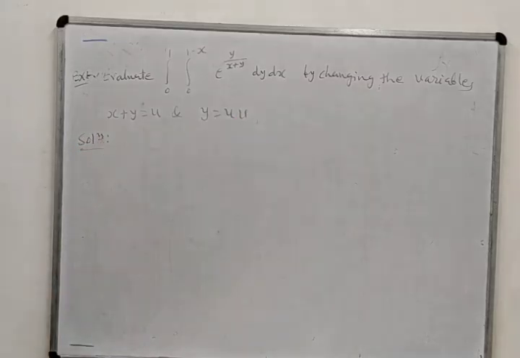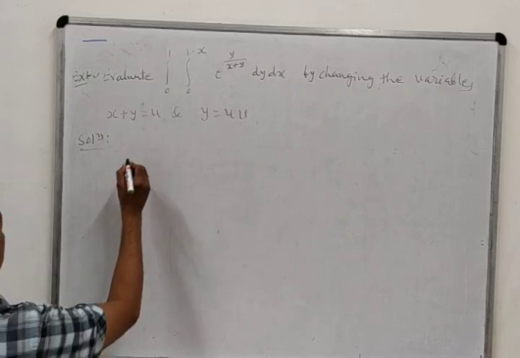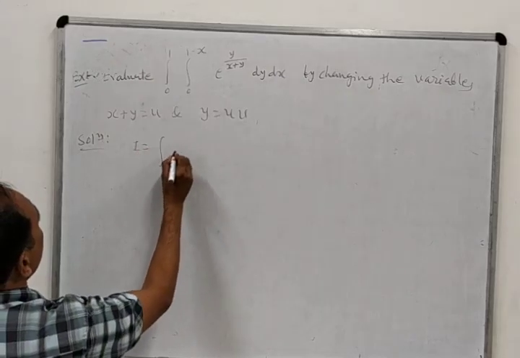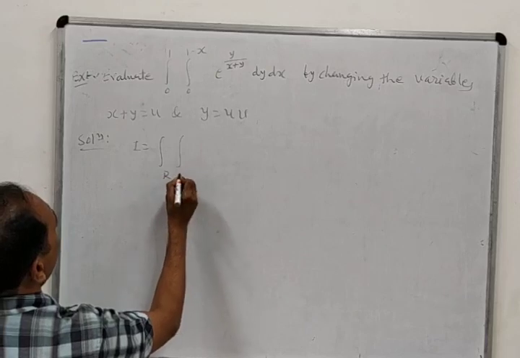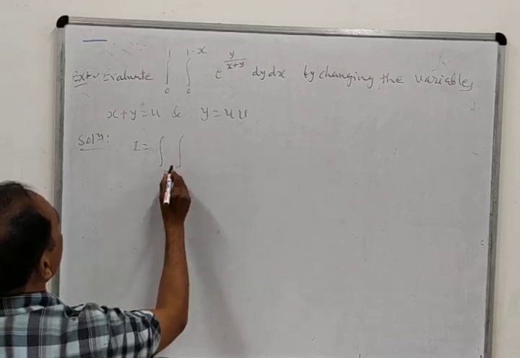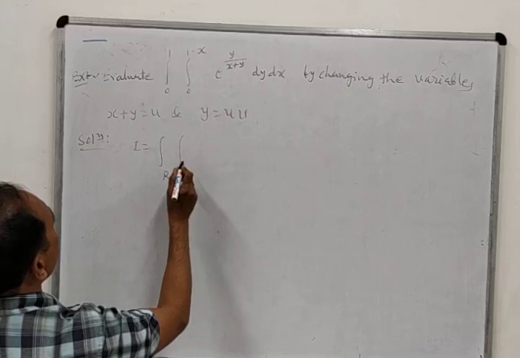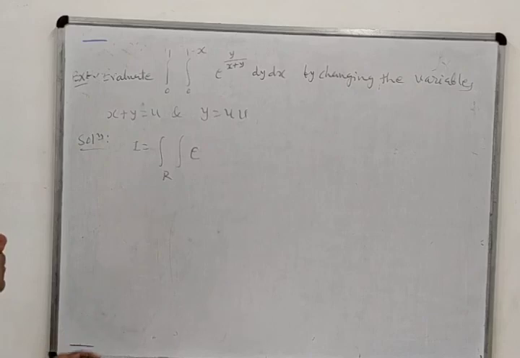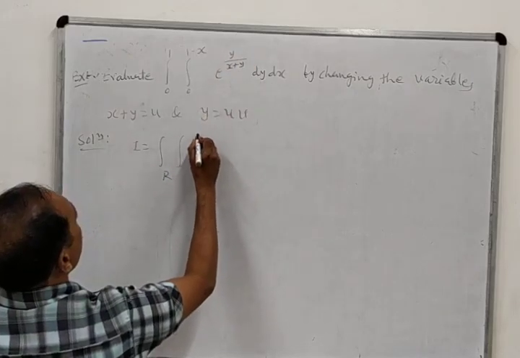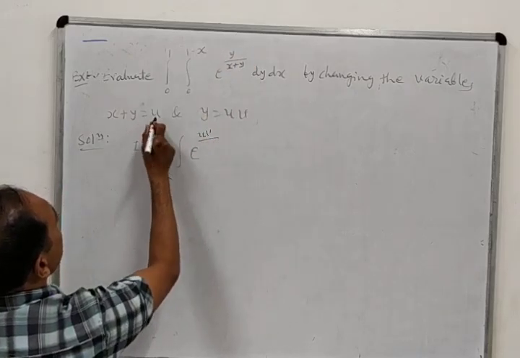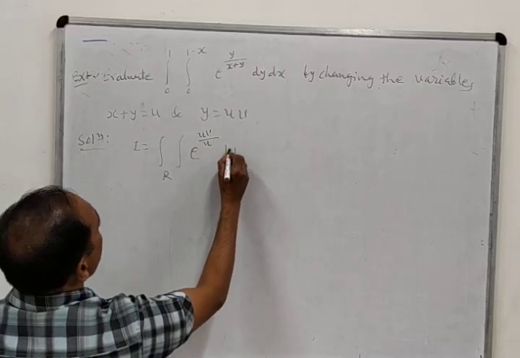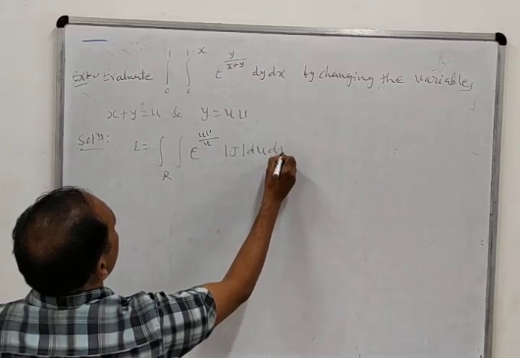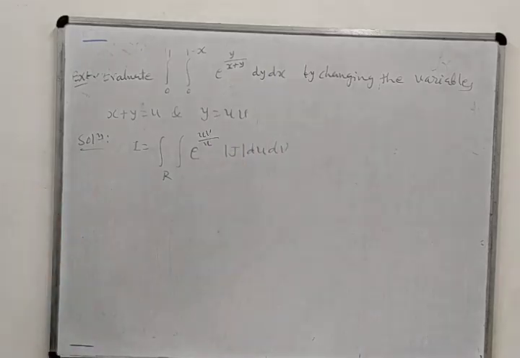First of all, we want to change this form into Jacobian form. So it will become a double integration over R. This is e raised to y upon x plus y. So y is converted in terms of uv, divided by x plus y which is u, and dy dx is modulus J into du dv. Now we will find out Jacobian J.